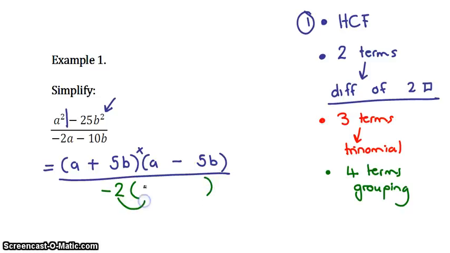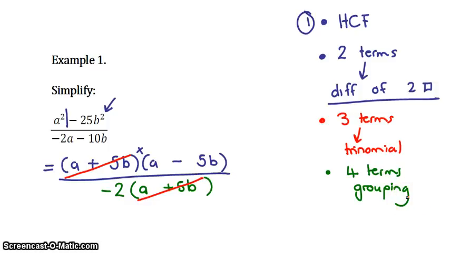Because -2 times a is -2a, and -2 times +5b will give me -10b. Now, the reason why I knew I wanted to take out this negative is the whole aim of this was to get a common bracket at the top and the bottom, which means I could cancel. If I hadn't taken out a negative, I wouldn't have got that common bracket to cancel. Now, just remember with brackets, you may not cancel individual things in brackets.